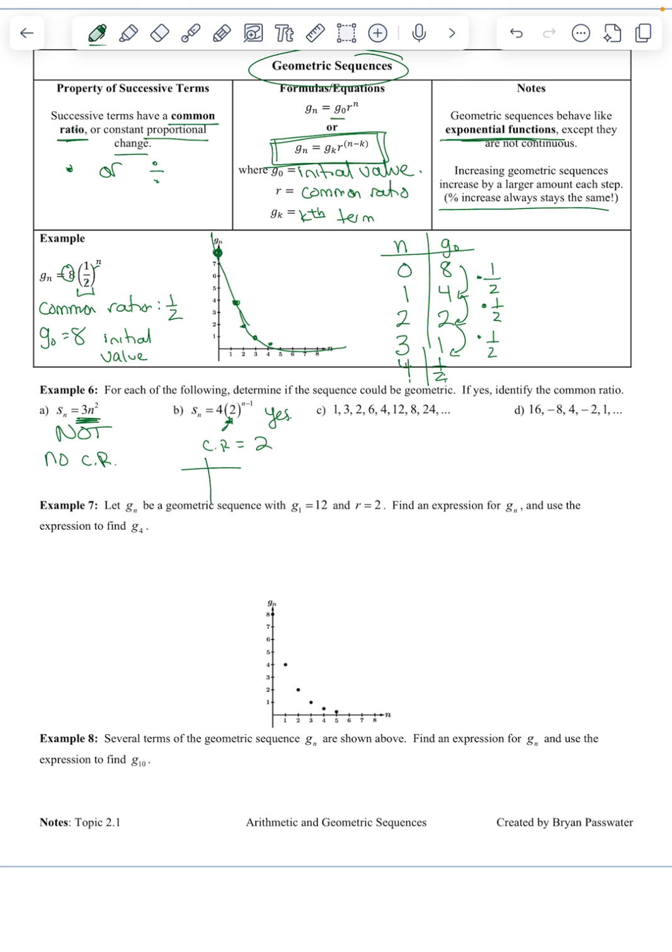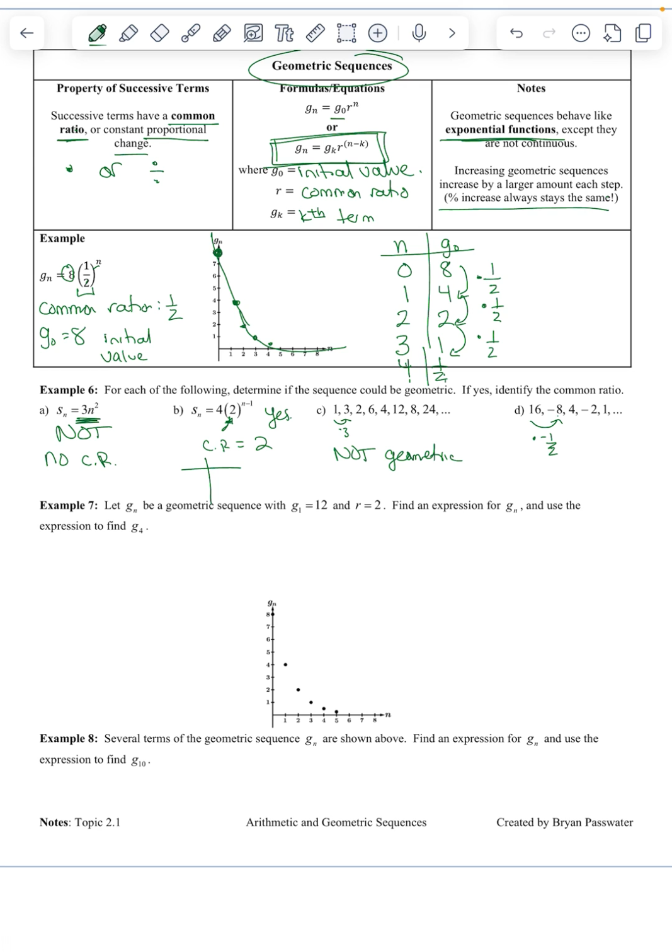All right, looking at this guy. From 1 to 3, we're multiplying by 3. From 3 to 2, there's no multiplication, so no, this is not geometric. There's no common ratio. But looking at this one, to go from 16 to -8, we're multiplying by -1/2.